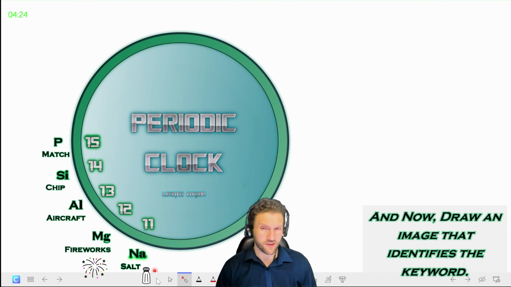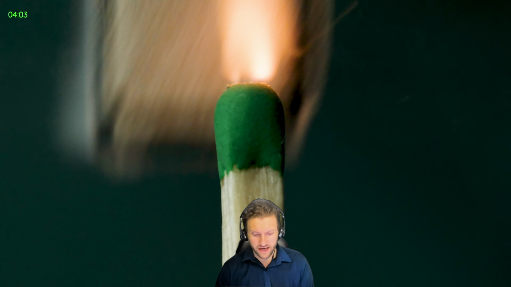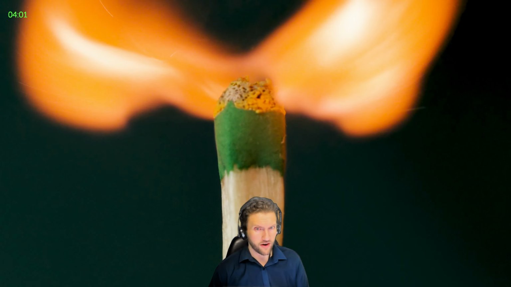So I'm going to go with the salt shaker for sodium. Maybe you want to draw some fireworks for magnesium. I'm going to go for an aircraft drawing. That's a very accurate drawing. It's definitely taking off there. And for the chip, I'm going to go with the CPU chip. That does look like a central processing unit. And for our lucky last, phosphorus, I'm going to go for match. And that looks like it's been lit. Okay, next one, 16. We're making good progress.